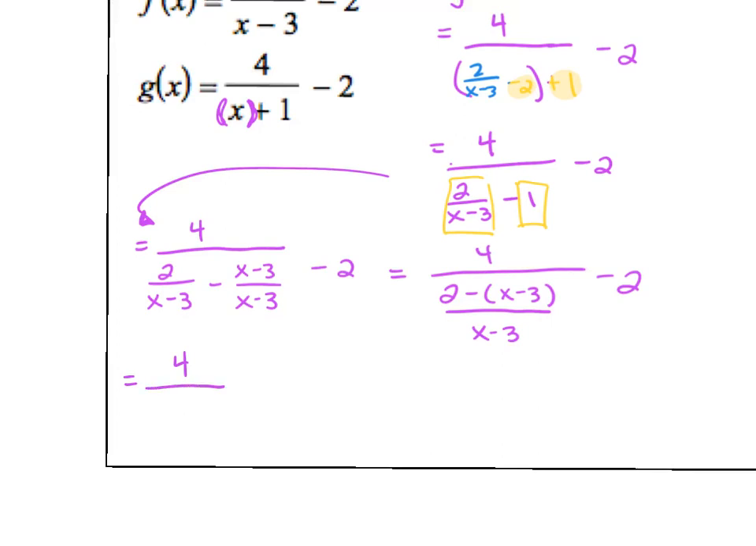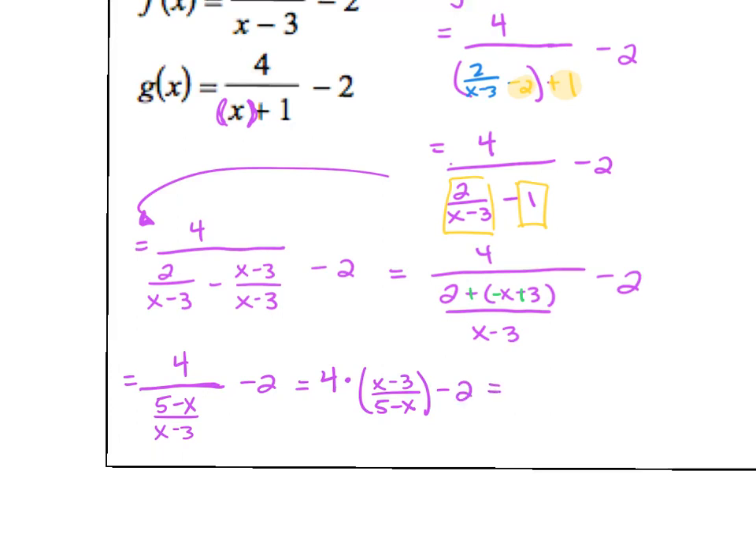4 over, this is ultimately going to be 2 minus, so this is going to be a minus x and a positive 3, so that's going to give me 5 minus x over x minus 3. And we still got a minus 2 hanging around out here. Equals, instead of doing 4 divided by that fraction, I'm going to do 4 times the reciprocal. So that would be x minus 3 over 5 minus x. And then all that minus 2.